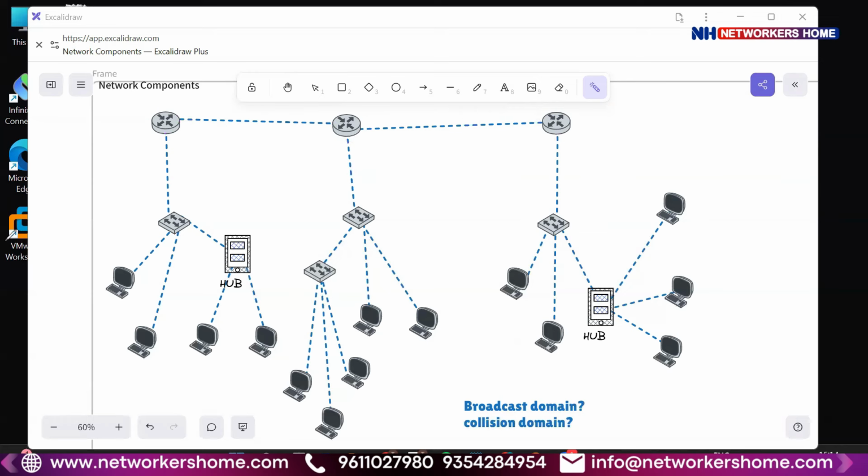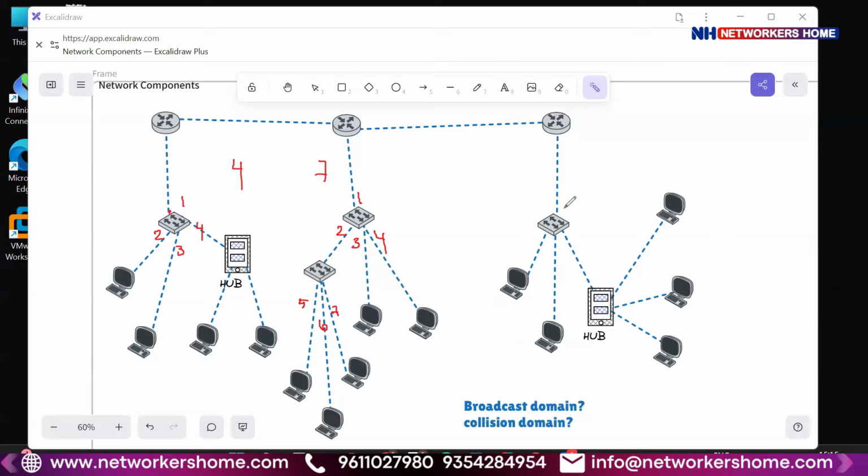Now comes the main picture. That was the trailer, now the actual movie. Switch per port: 1, 2, 3, 4. It is connected with a hub, so completely that will be 1. It doesn't matter how many devices are connected here. So here it is 4. Now come here: 1, 2, 3, 4. But this 2 is connected with a switch, so I have to calculate this also. 3 devices are there: 5, 6, 7. So here it is 7.